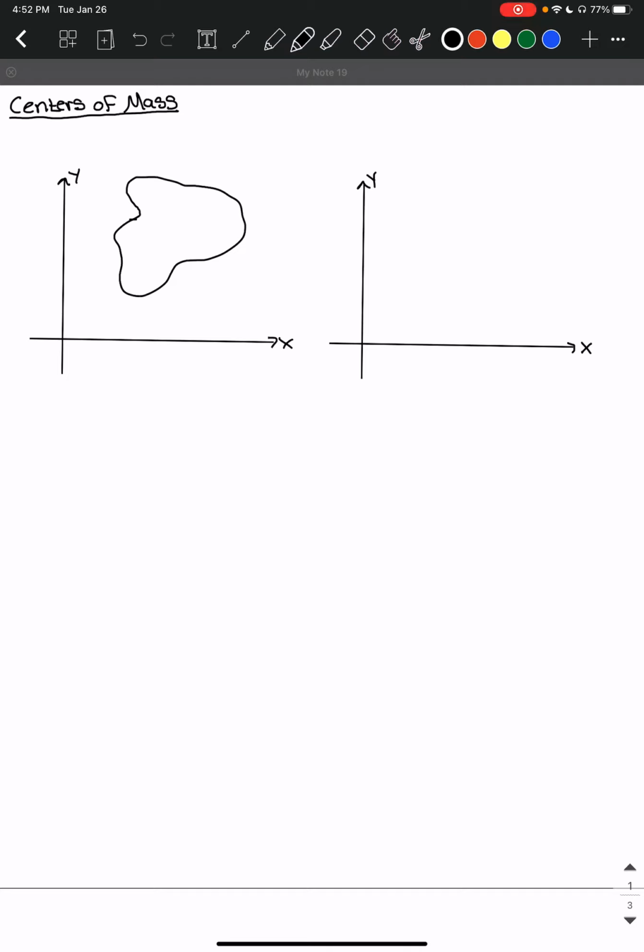Hi everyone, welcome back. Today we'll be talking about centers of mass. It's a quick physical application of definite integrals that we've learned so far.